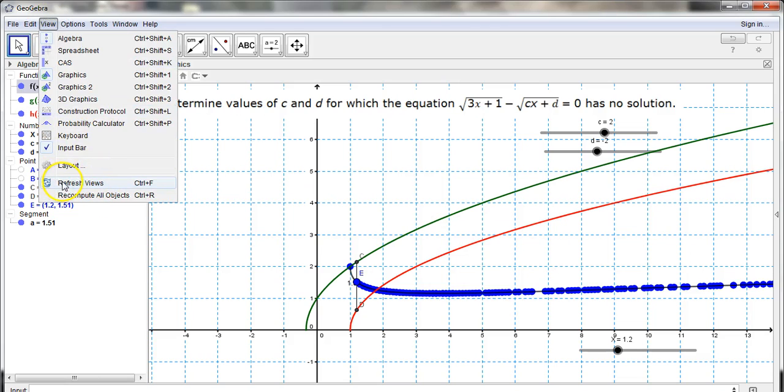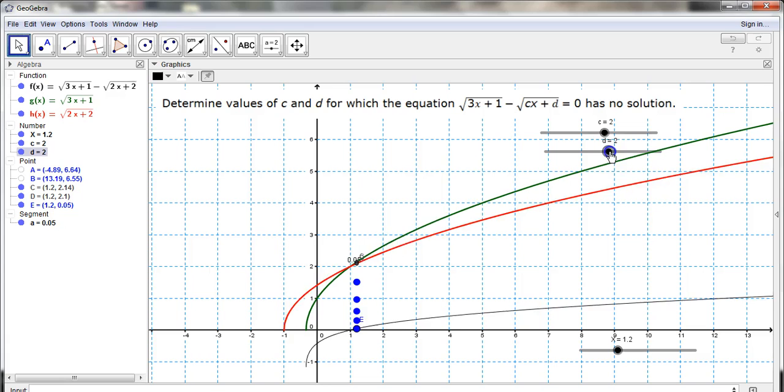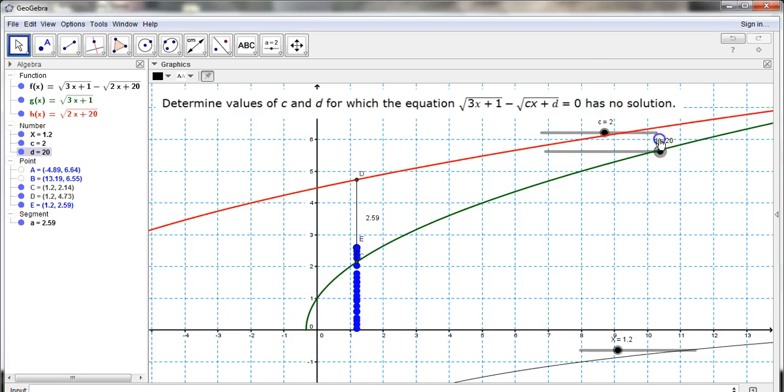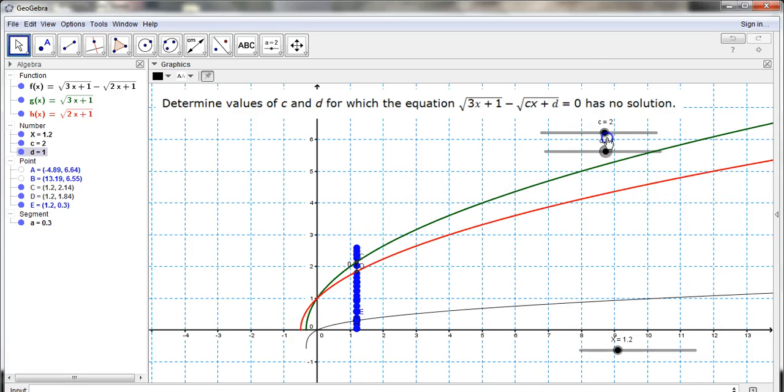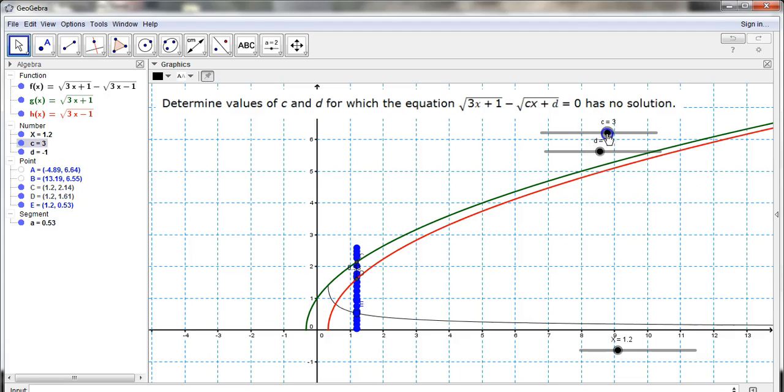We can go up to View, Refresh Views if you want to get rid of your trace dots. So Control F. So now we can just change our sliders around. So now we can see the curve that our difference will follow. And notice there is no solution on that curve.